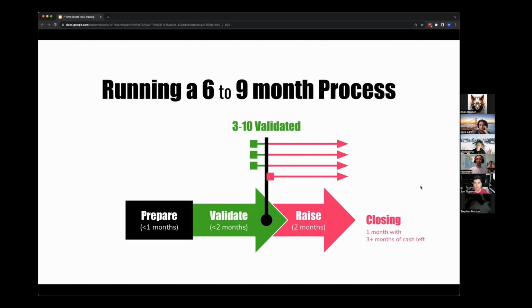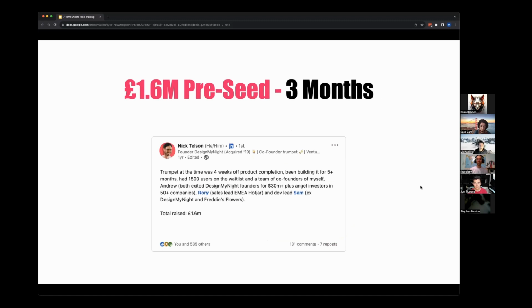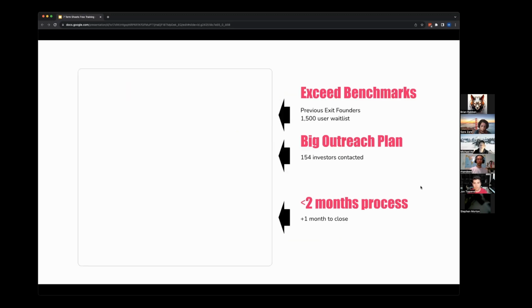The goal again is to compress that into the shortest period of time, close with 1 month of closing and have 3+ months of cash left in the bank. And this is a 6 to 9 month process. The goal here is at least go in market and do our discovery to make sure that we have the round we're looking to put together and the story that we're telling fits with what the market is looking to see. And then this one was the most impressive in my mind: the pre-seed round took 3 months to run and close the process.